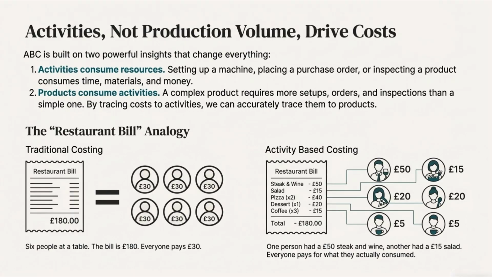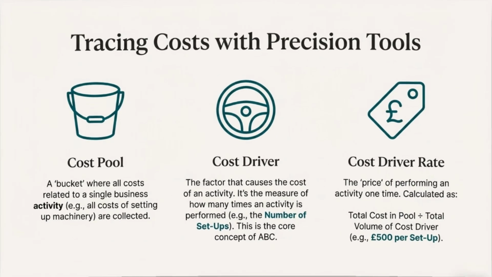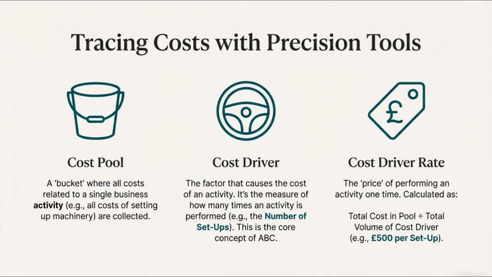This is exactly what ABC does for product costing. Instead of spreading costs equally based on one simple measure, it traces costs based on actual consumption of activities. The person who ate the steak shouldn't pay the same as the person who had a salad, and a complex product shouldn't be charged the same overheads as a simple one. Exam tip. This restaurant analogy is excellent for written answers, explaining the philosophy of ABC. Remember it. Now let's learn the 3 essential building blocks of ABC. Understanding these terms is absolutely crucial for your exam.